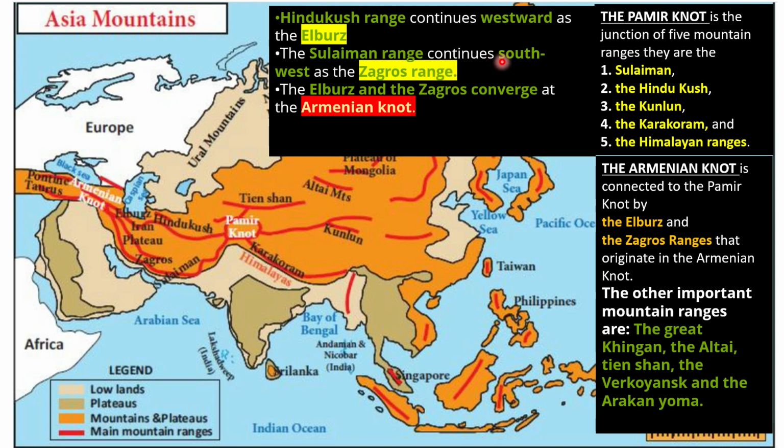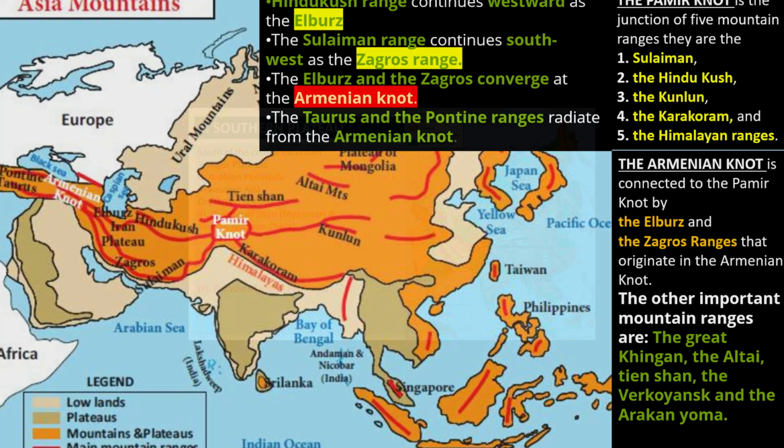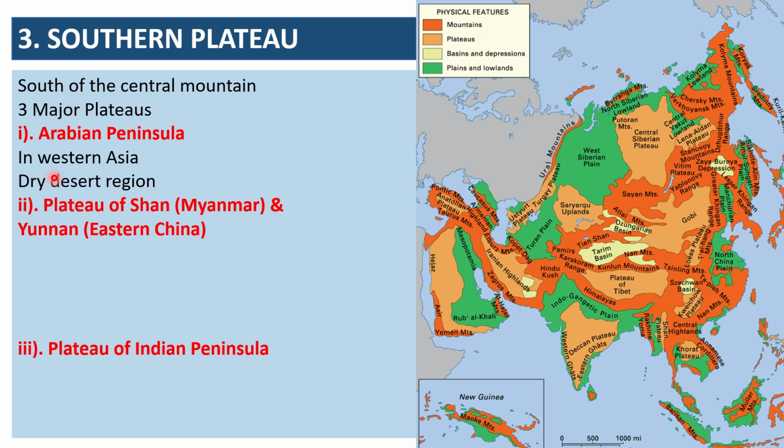The Suleiman range continues southwest as Zagros. This is Suleiman range, and it continues and becomes the Zagros range. The Elburz and the Zagros range converge at the Armenian Knot. Taurus and Pontine ranges radiate from the Armenian Knot. Here we have completed two regions of Asia.